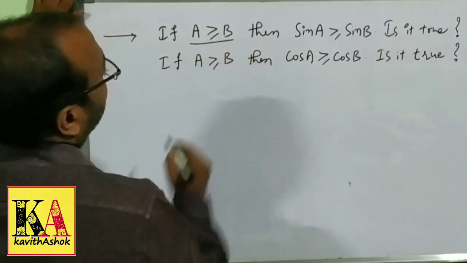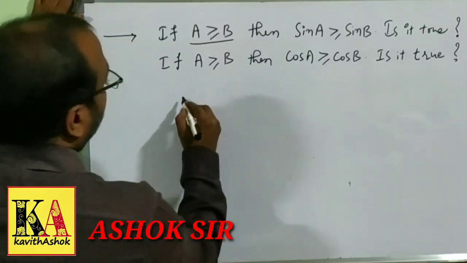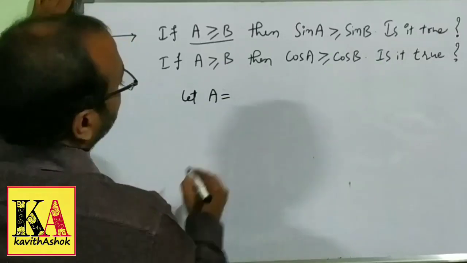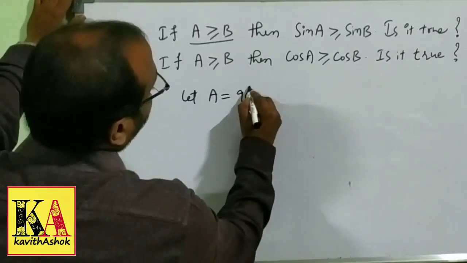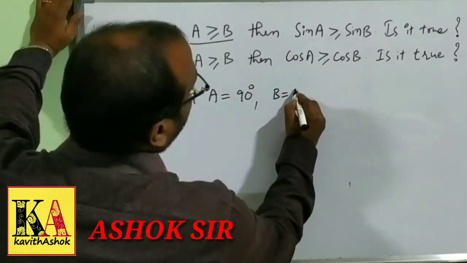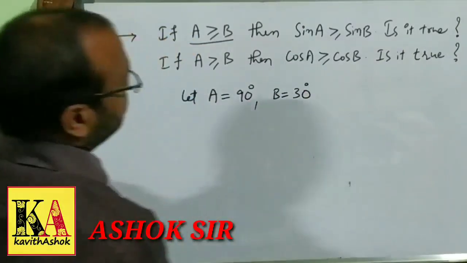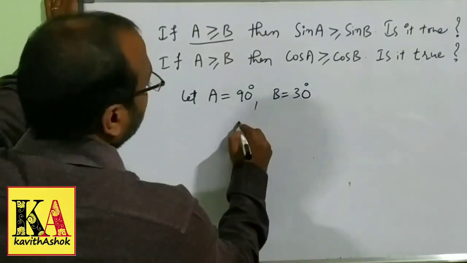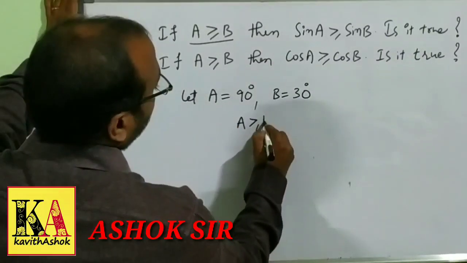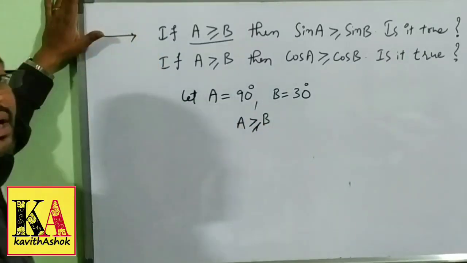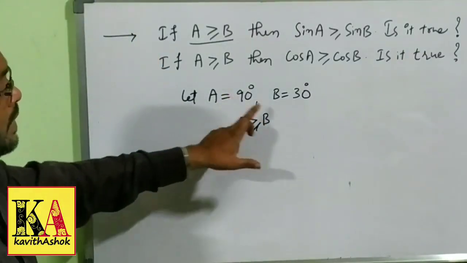A greater than or equal to B is given. Right. Let A be 90 degrees and B be 30 degrees. A is equal to 90 degrees and B is equal to 30 degrees. Why? Because A is greater than or equal to B. Greater than or equal to B means either we can take both equal or strictly greater than. I am taking like this.